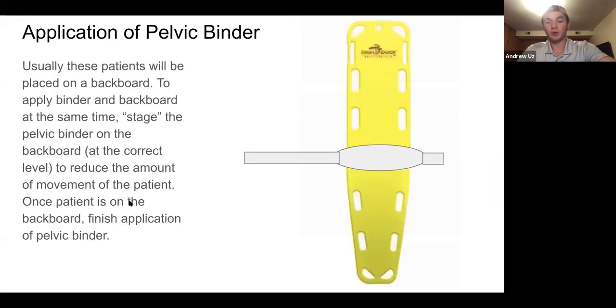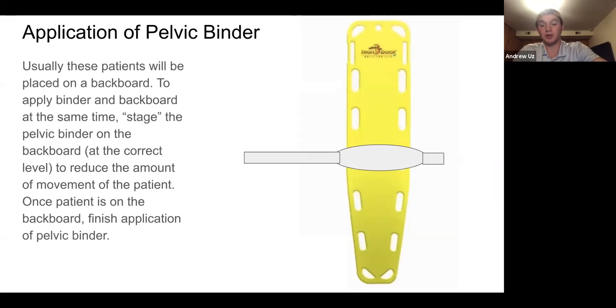So the way that we're going to apply the pelvic binder generally is in conjunction with the backboard. Most of these patients, again, are high priority multi-systems trauma patients that are going to get backboarded. So the best way to knock two birds out with one stone and move the patient as minimally as possible is to stage the pelvic binder on the backboard.